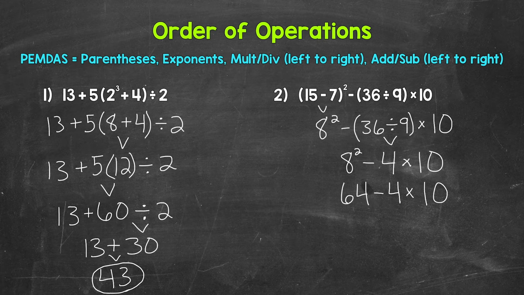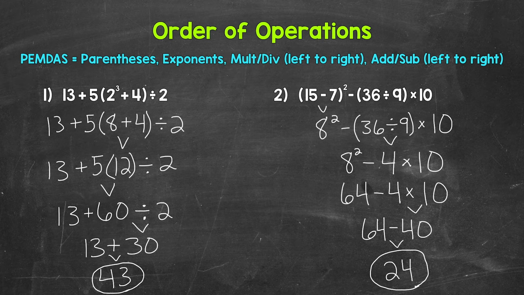Any parentheses? No. Any exponents? No. Any multiplication or division? Yes. We have 4 times 10, so we need to do that next. 4 times 10 is 40. Bring down everything we did not use. So we have 64 minus 40. And we're only left with subtraction here, so this is what we end with. 64 minus 40 is 24. And that is our final answer.